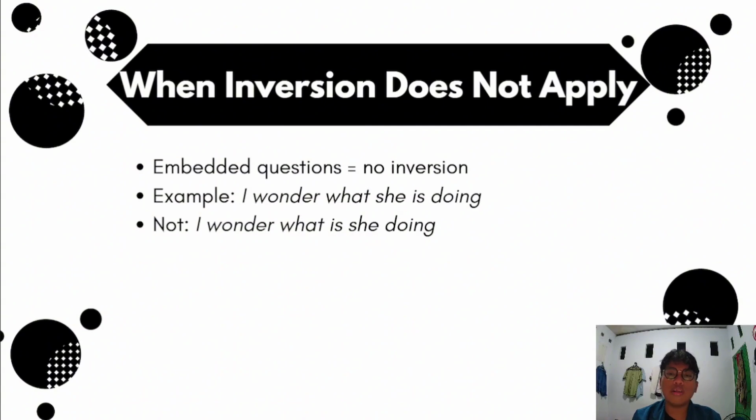In indirect or embedded questions, we do not use inversion. The structure stays like a statement. Example: I wonder what she is doing. This is correct. What she is doing stays in normal subject-verb order. The third, I wonder what is she doing, is incorrect because the inversion rule doesn't apply in embedded clauses. Knowing when to invert and when not to is essential in syntax.